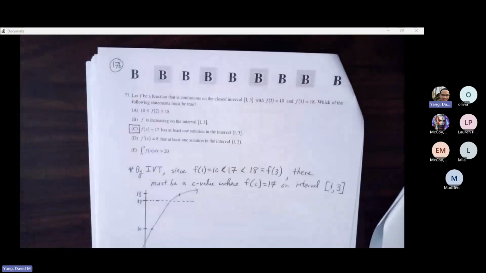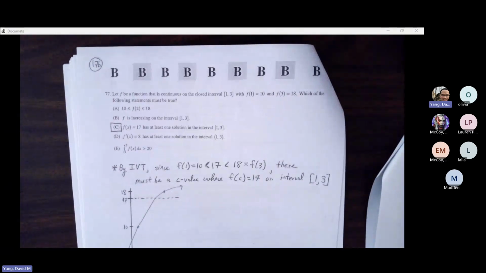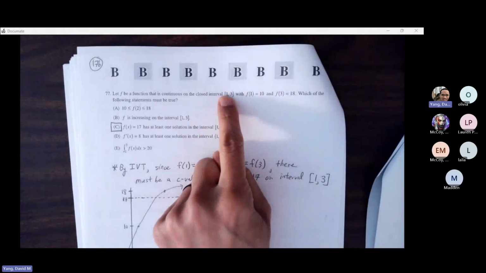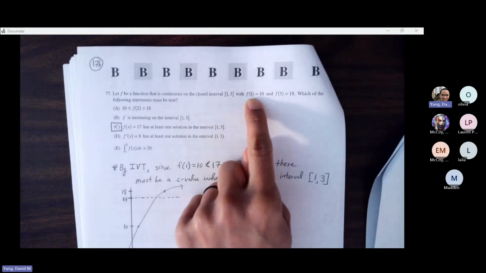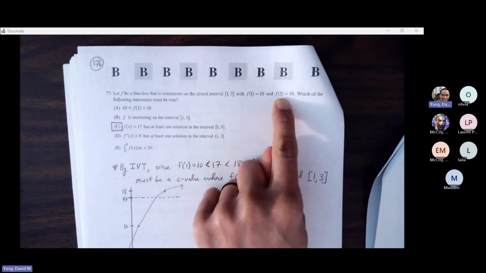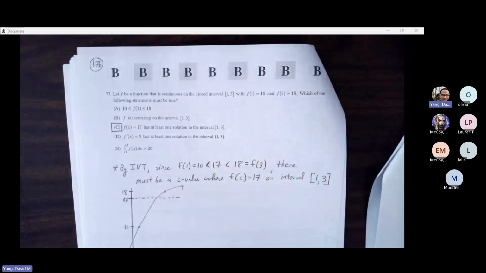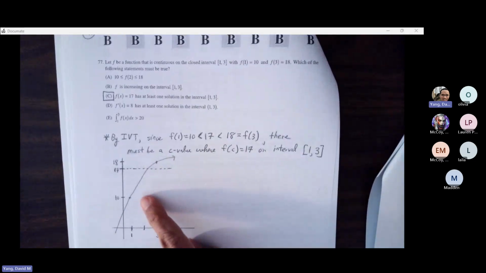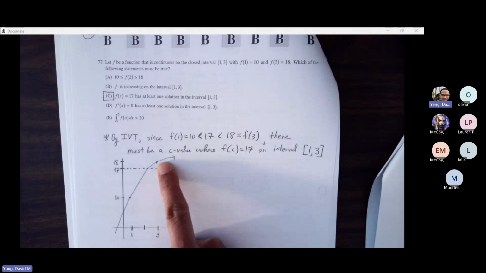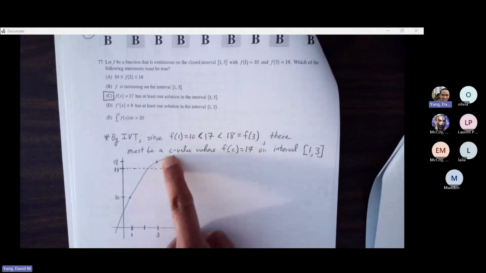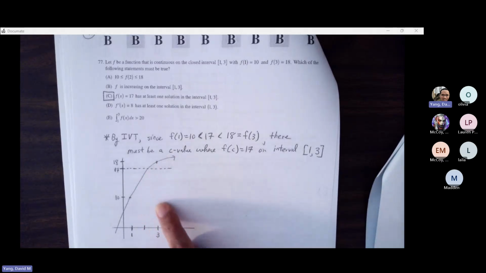Next up, page 17, continuing with page 17, number 77. Let f be a function that is continuous on the closed interval from 1 to 3, so no breaks, no holes. F of 1 equals 10, f of 3 equals 18. Which of the following statements must be true? So let me just draw this graph out. So let's say f of 1 is 10, and f of 3 equals 18, and my graph has to connect between those 2 points.